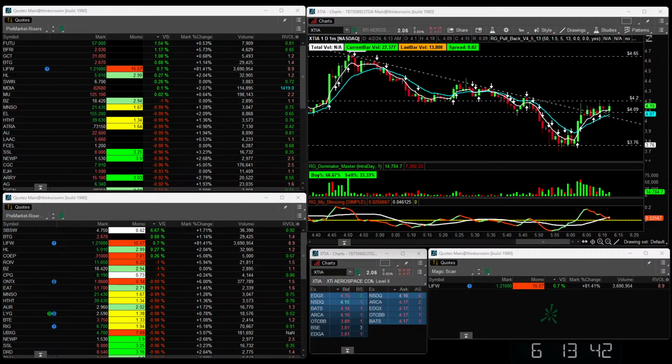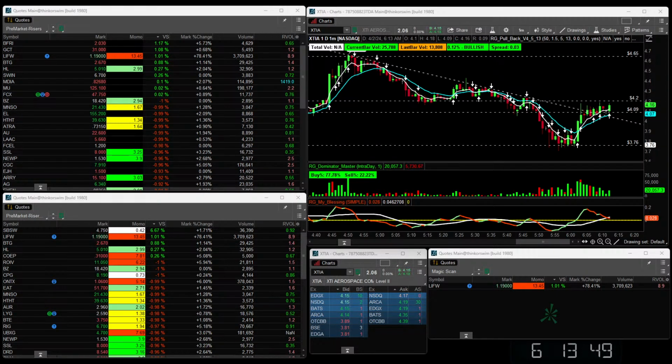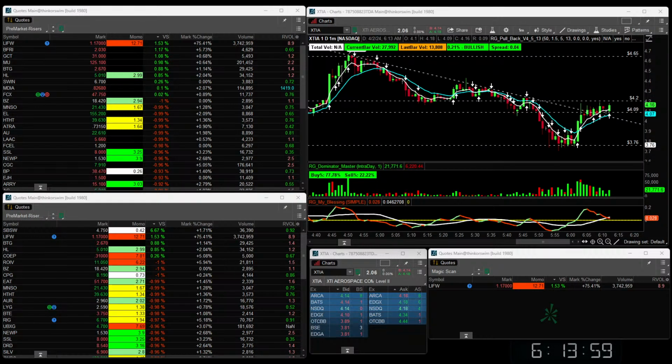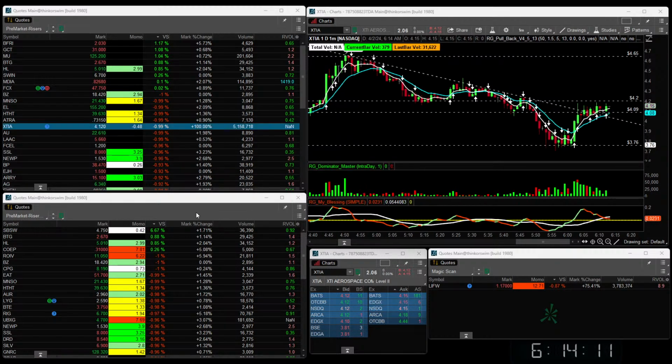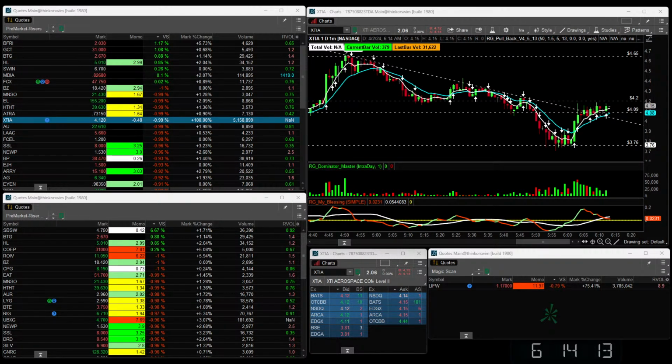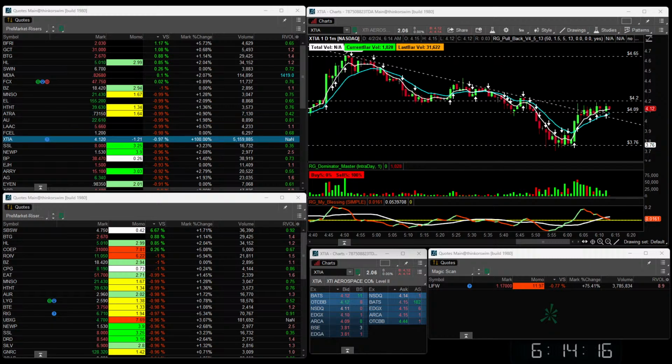XTAI bouncing around. Seems to be holding this price level. We could move higher. Kind of waiting on this orange line to turn green. Could be a possible small share size entry just to sit on it for a little bit.